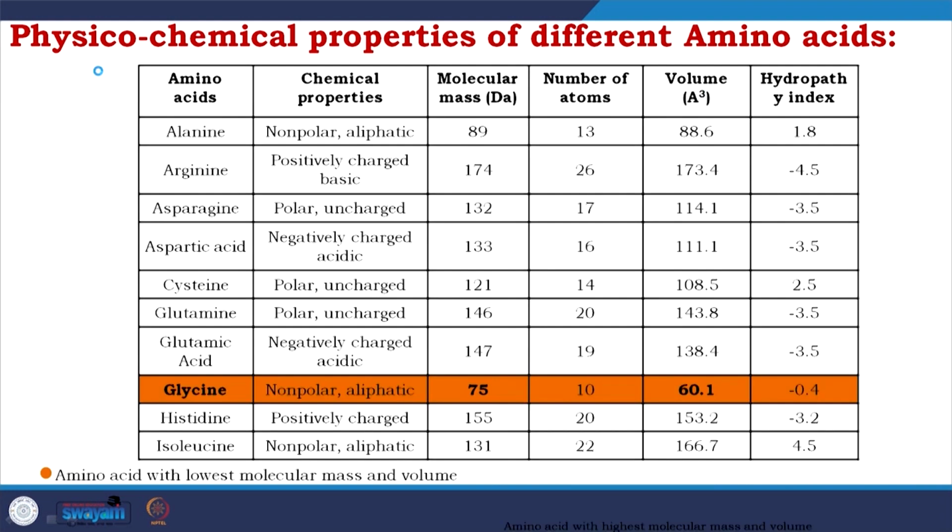Similarly, alanine is non-polar aliphatic, arginine positively charged basic, asparagine polar uncharged, aspartic acid negatively charged acidic, cysteine polar uncharged, glutamine polar uncharged, glutamic acid negatively charged acidic, glycine non-polar aliphatic, histidine positively charged, isoleucine non-polar aliphatic. The molecular mass of alanine is 89, arginine 174, asparagine 132, aspartic acid 133, cysteine 121, glutamine 146, glutamic acid 147, glycine the smallest 75, histidine 155, isoleucine 131.